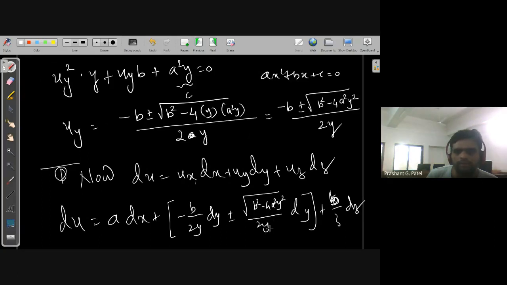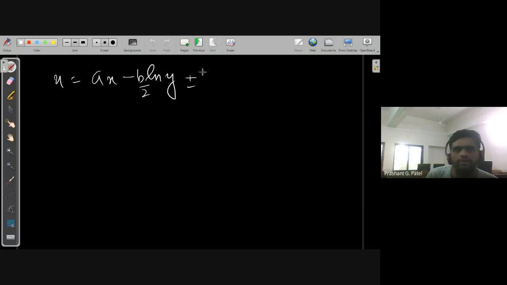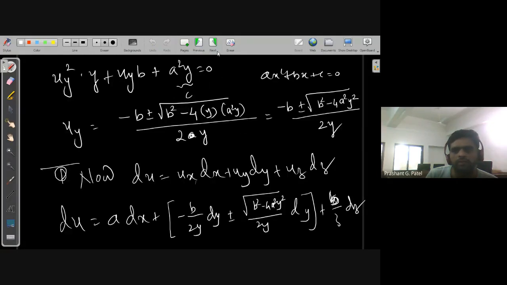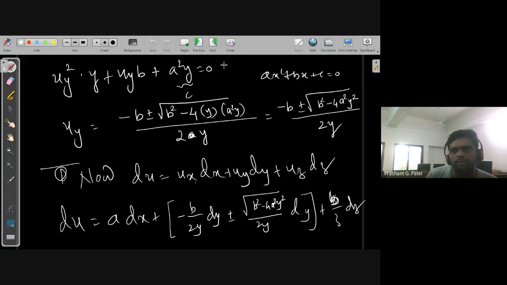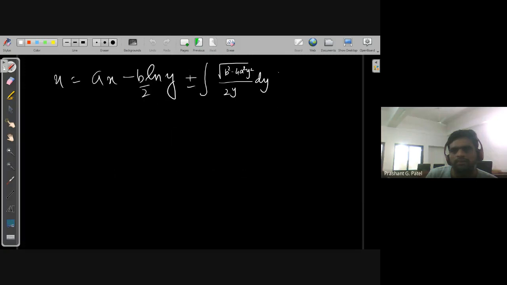This is by taking some variable substitution. So I'll just take that one as an integration: square root of b square minus 4 a square y square upon 2y dy, plus b ln of z, plus some constant c.